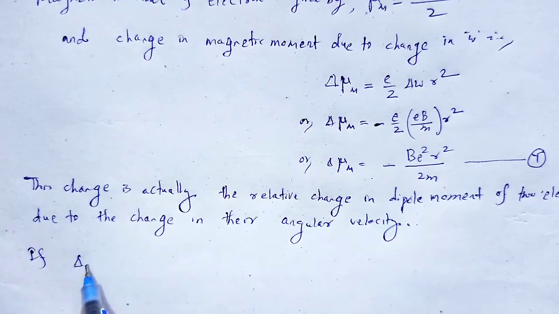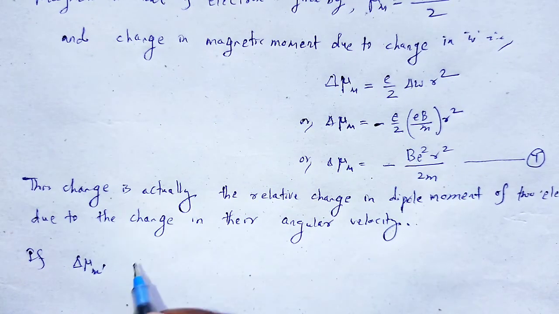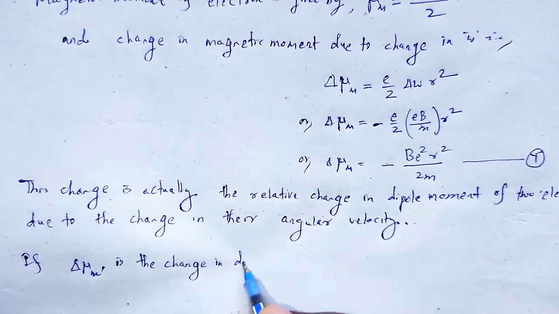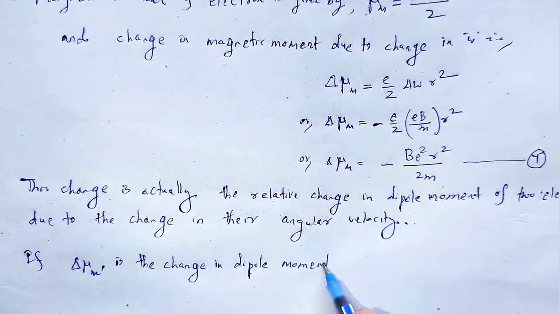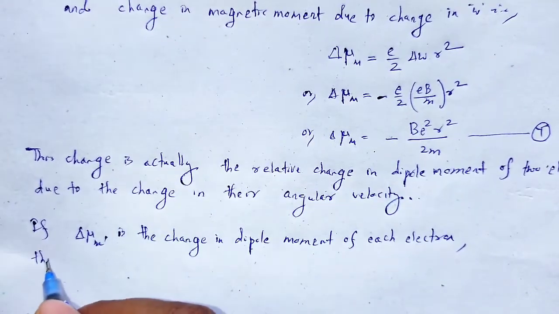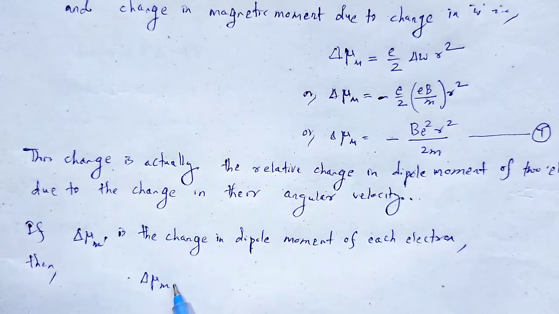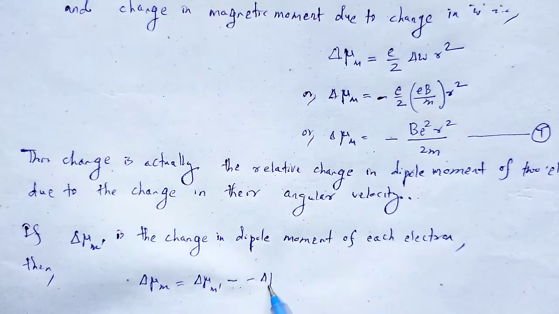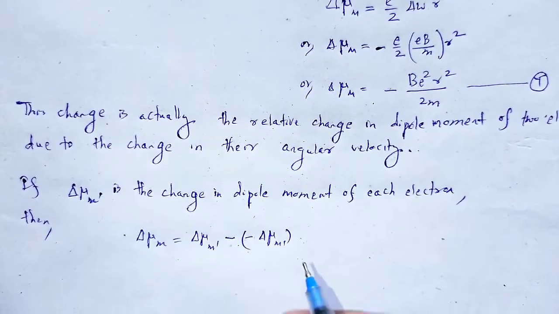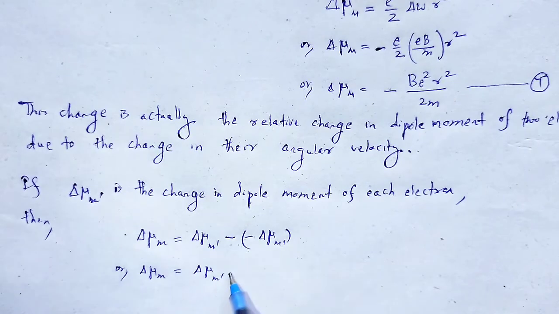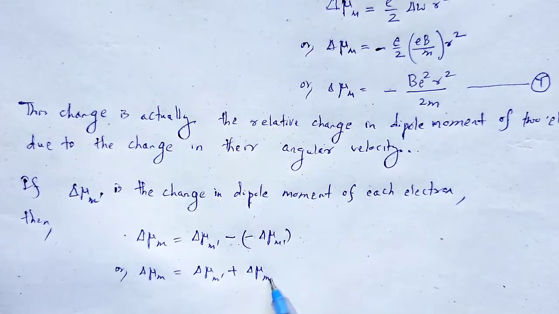If del mu m dash is the change in dipole moment of each electron, then del mu m is equal to del mu m dash minus of del mu m dash, or del mu m is equal to del mu m dash plus del mu m dash.